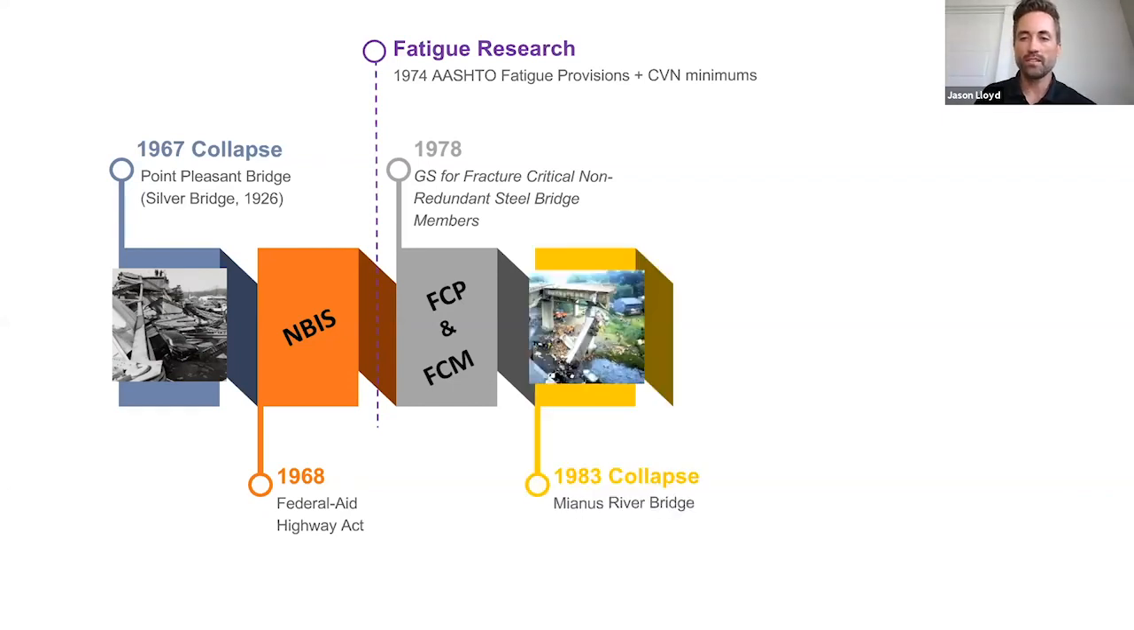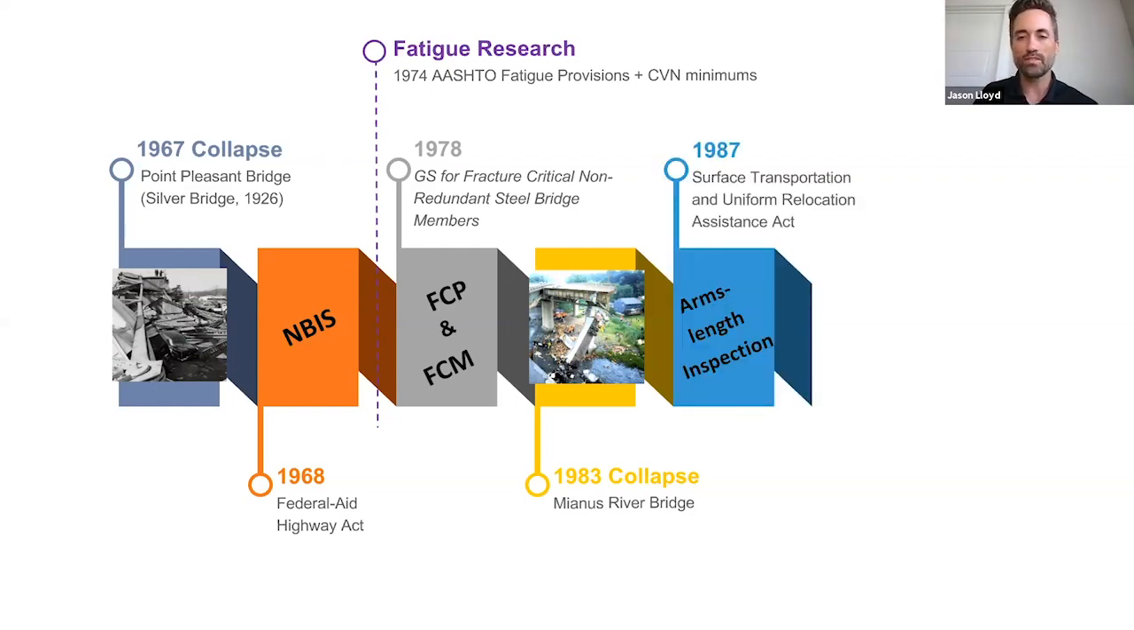It was a few years later that the partial collapse of the Mianus River Bridge happened. This was caused by pack rust that pushed one of two hanging bars off the pin at a pin and hanger detail. The other bar then fatigued and eventually fractured, leaving no connection for the supported girder. This likely motivated the Surface Transportation and Uniform Relocation Assistance Act, that's kind of a mouthful, of 1987, which expanded the scope of bridge inspection programs to identify fracture critical members and establish inspection procedures for them.